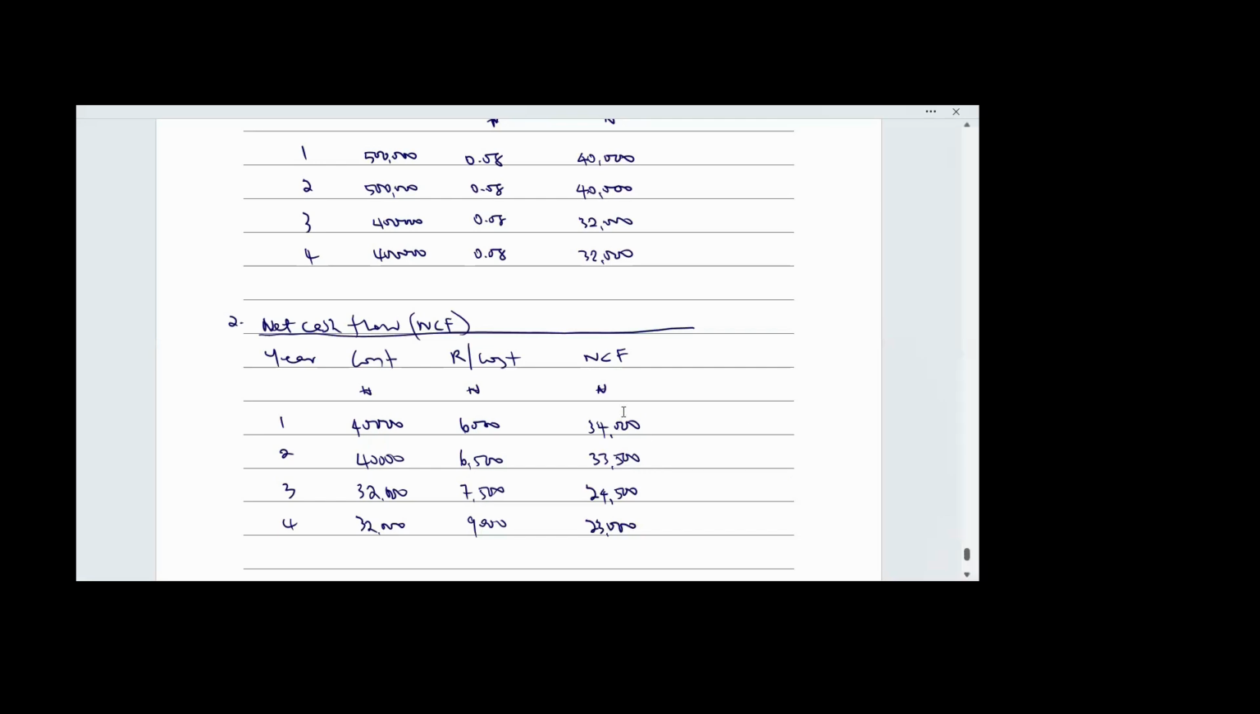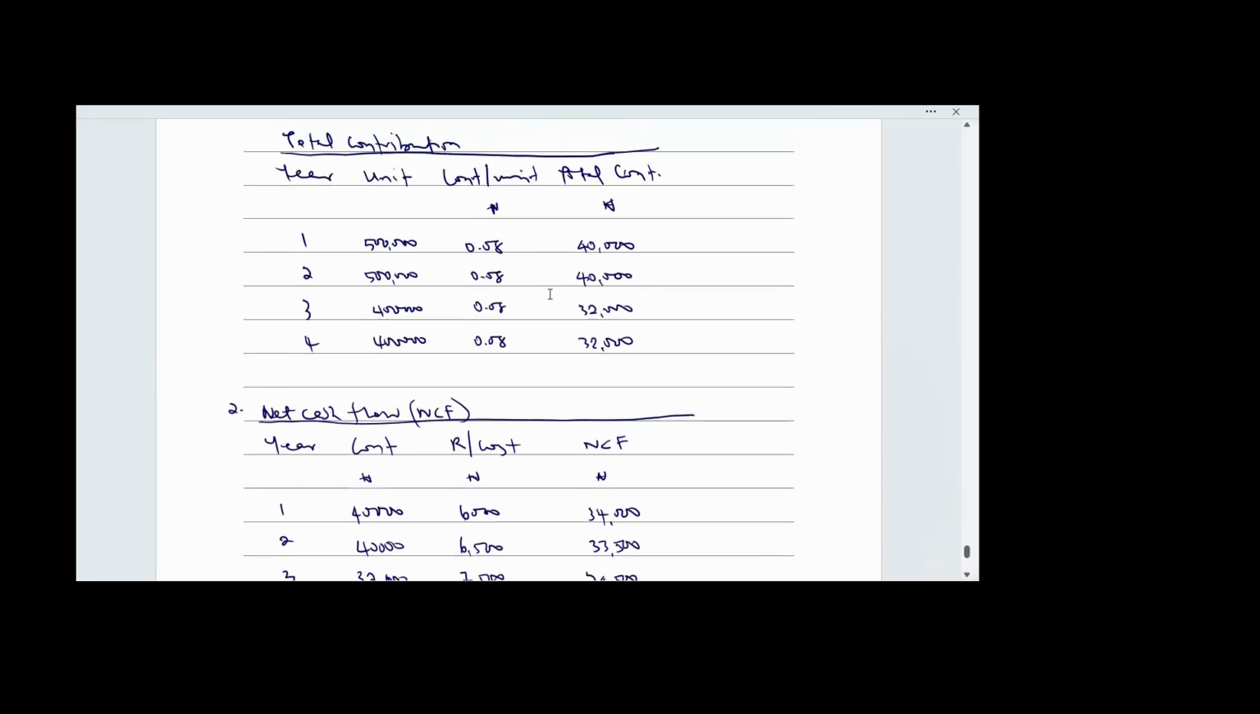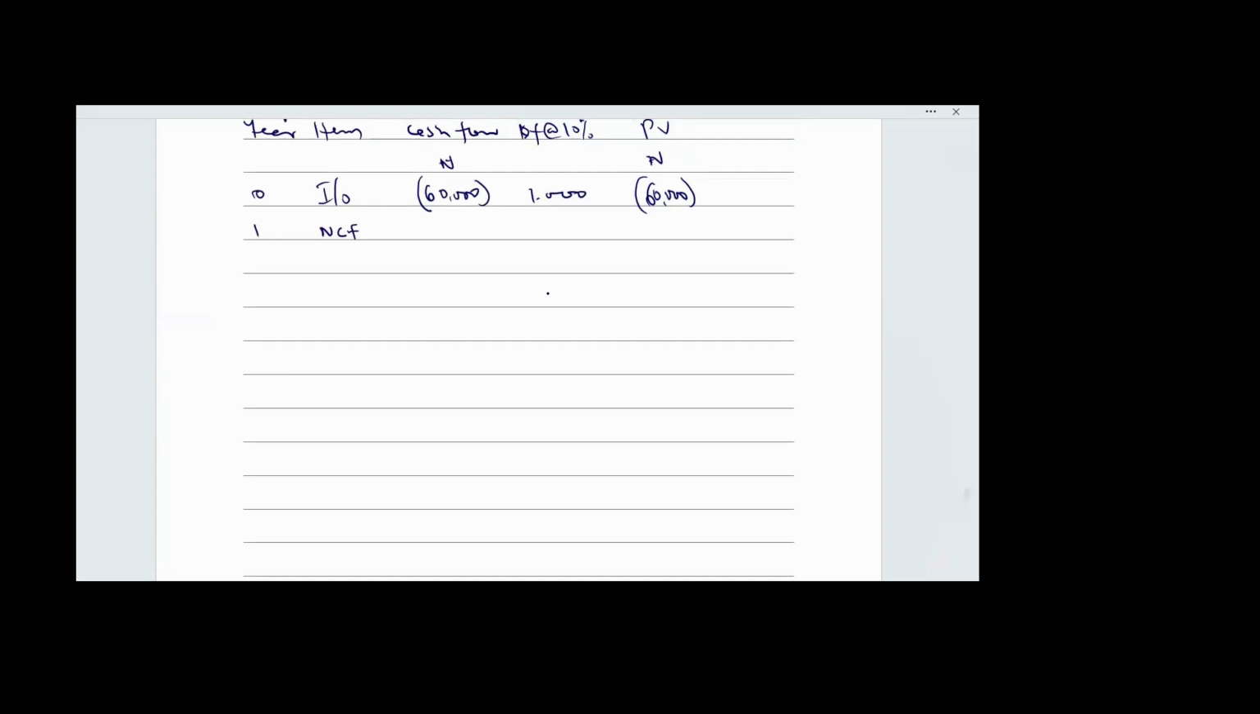So now that I have the net cash flow, I can proceed to calculate the NPV of the respective years. So year one net cash flow is 34,000 naira. So here will be 34,000. Discount factor at 10% for year one, 0.909. Prosper. Fidelis. Where are you guys? Give me numbers.